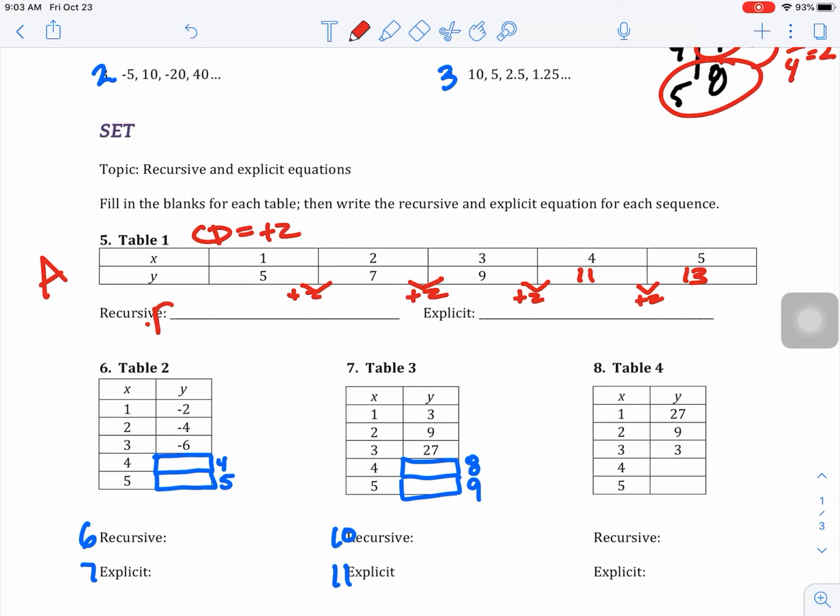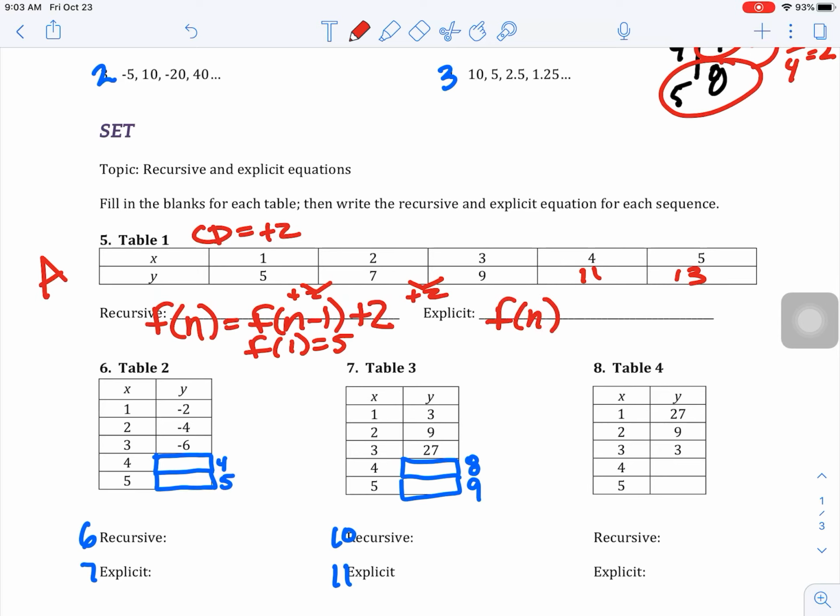So I can write my recursive. It always starts with f of n equals f of n minus 1 plus 2. F of 1 equals 5. And then my explicit uses that same information. f of n, so to find any number, I'm going to start with 5, and add 2, n minus 1 times. And it's a big N because it's arithmetic.